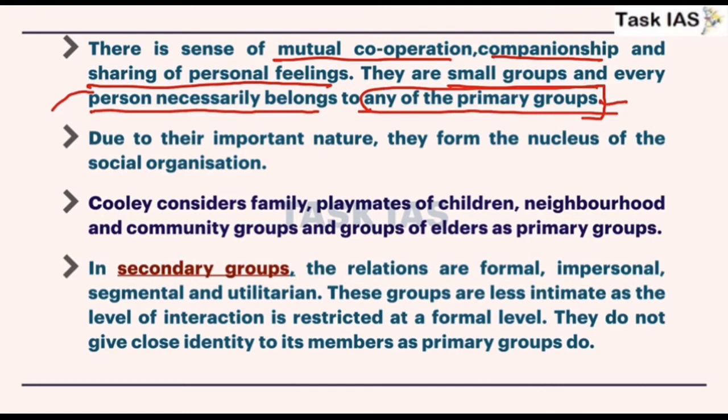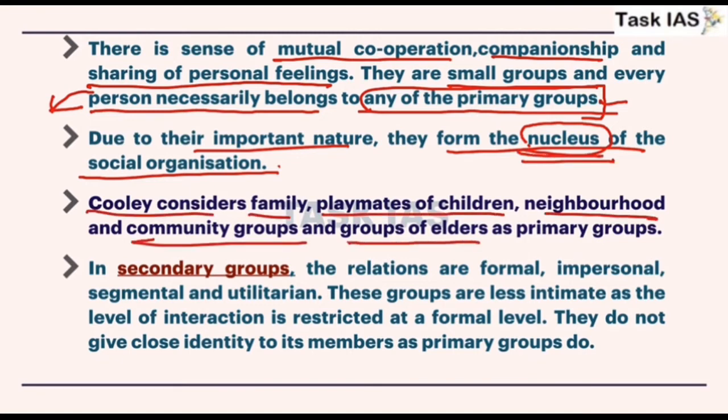And due to this nature only, during the COVID-19 pandemic, people faced some mental stress, because the restrictions on social relationships or social outings were against our mental construct, against the natural working of our brain. Due to their important nature, they form the nucleus of our social organization. That means they are a cornerstone, important for any society. Cooley considers family, playmates of children, neighborhood and community groups, and groups of elders as primary groups.